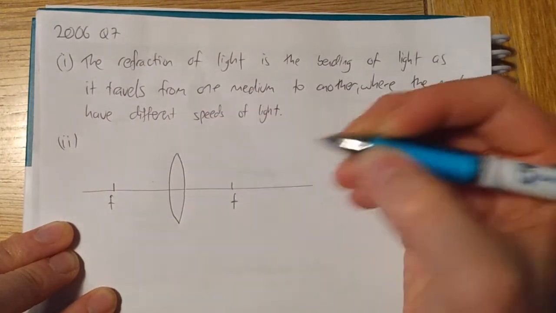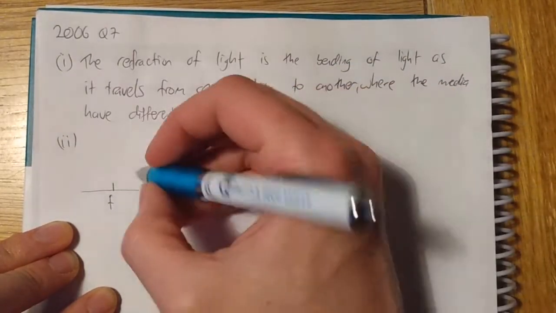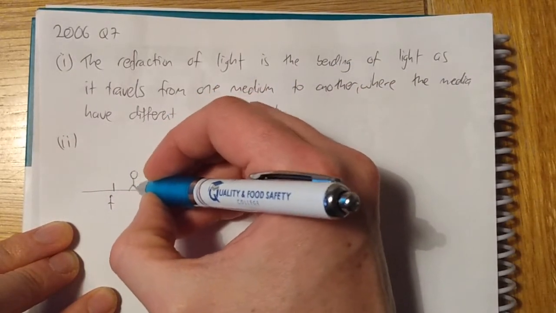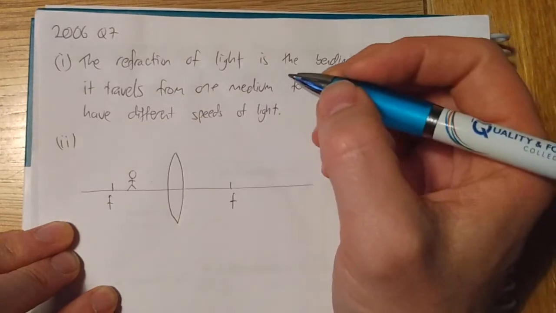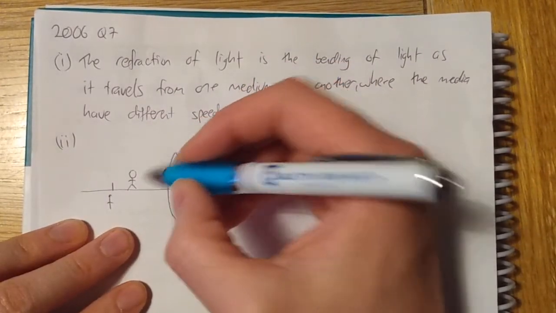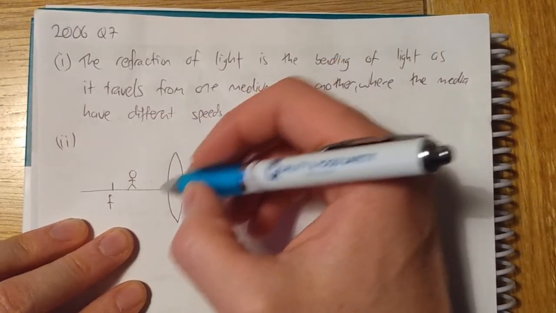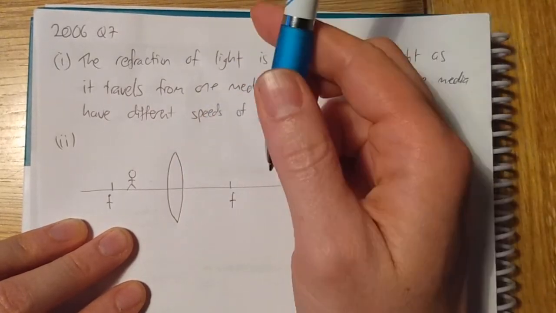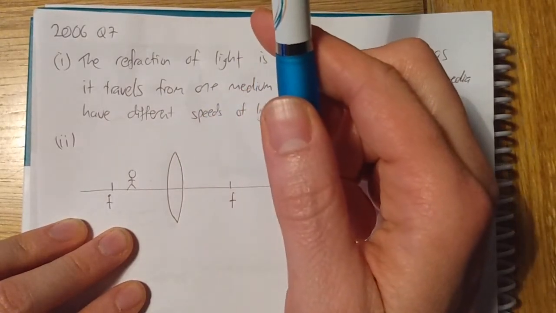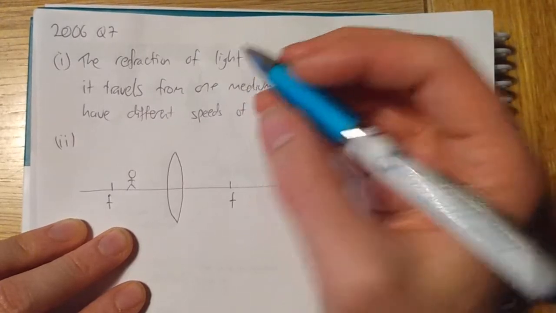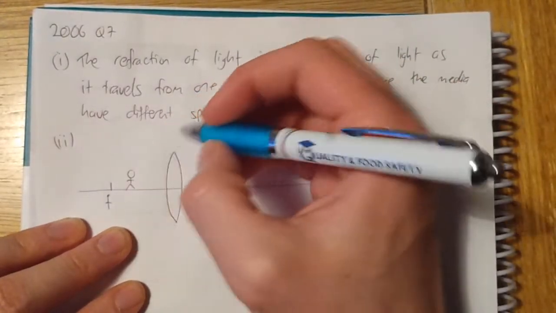If I was doing this in an exam, I'd definitely use a ruler to make sure my two Fs are the same. Okay, I'm gonna draw a little stick person here. The reason I'm drawing it inside F is because I want it to be an erect image. I want it to be the right way up. Now this is not going to be a real image, it's going to be a virtual image. It won't be projected onto a screen, but that's okay, right?